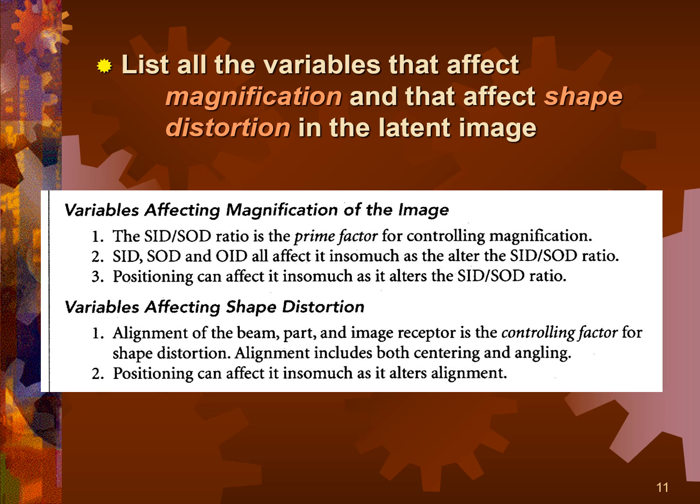Alignment of the beam, part, and image receptor, two parallels and a perpendicular, is the controlling factor for shape distortion. You get the best representation of the object with as little shape distortion as possible if the long axis of the object and the image receptor are running parallel and the beam is directed perpendicular to both the long axis of the object and perpendicular to the image receptor. Your results may vary.